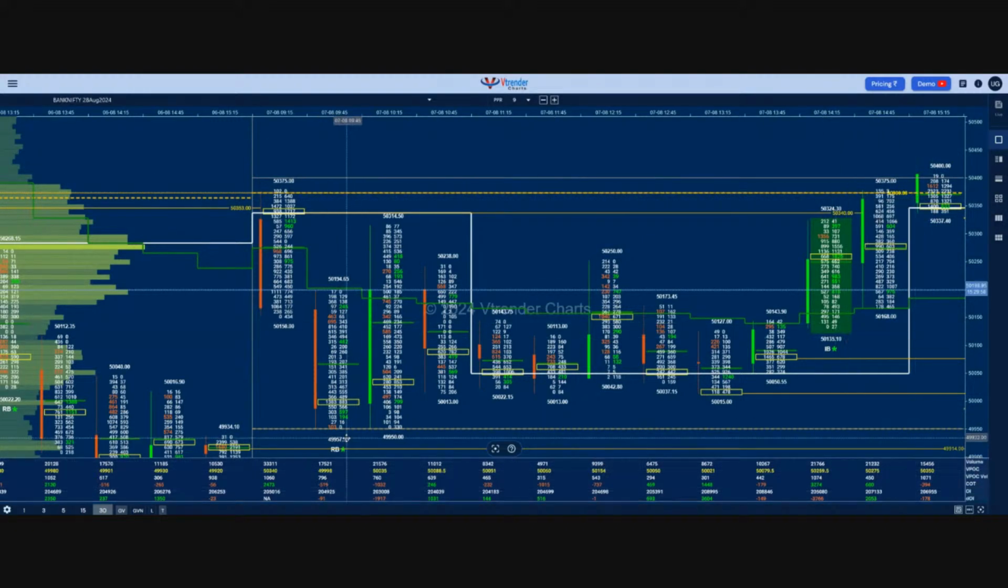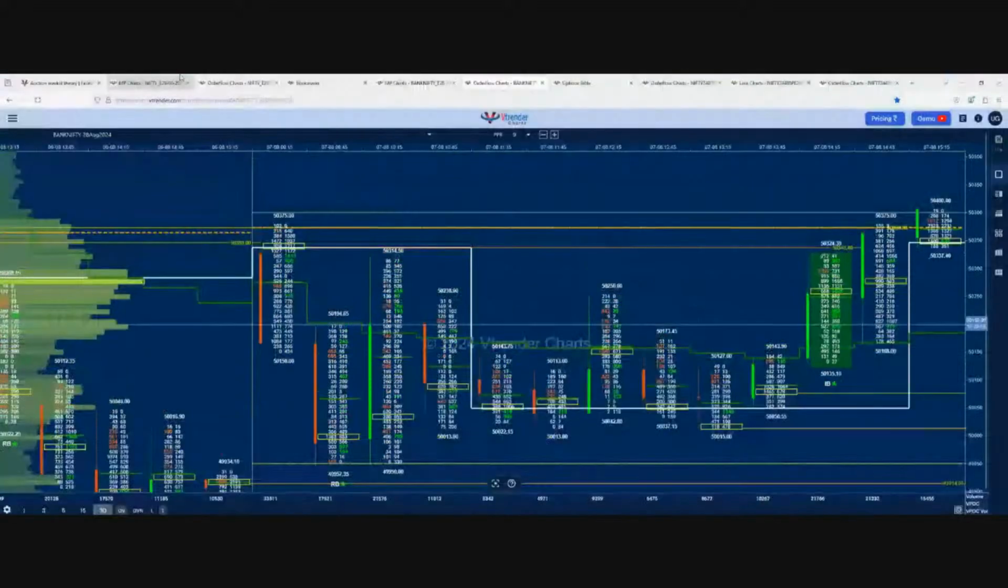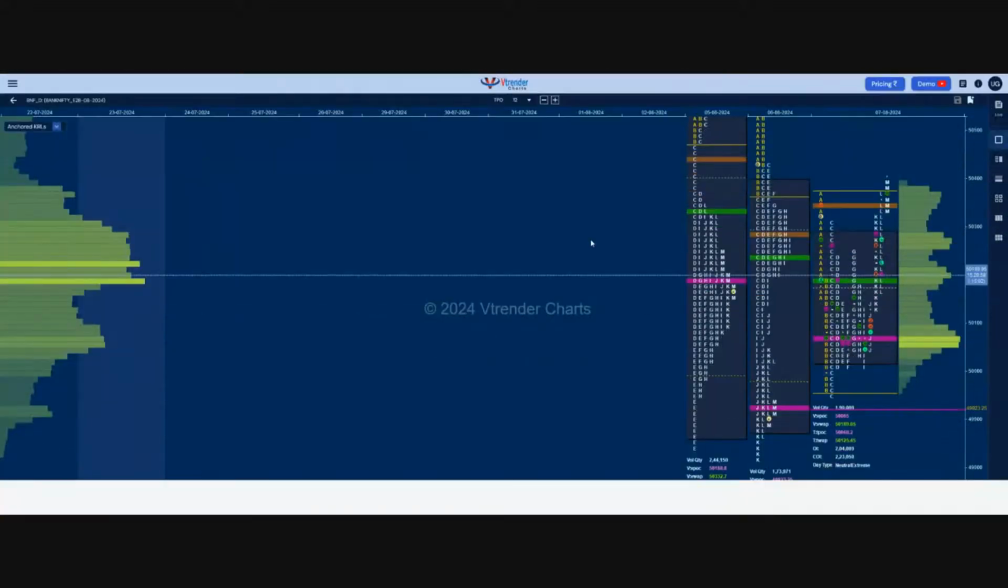So this 49950 was a failed auction, and for it to remain in play for the target on the upside, we would need the auction to remain above this 5375 IBH for the open today. So definitely we were looking at being bullish as long as Bank Nifty stays above this 49950. And what happened today was, let us go to the profile chart first.